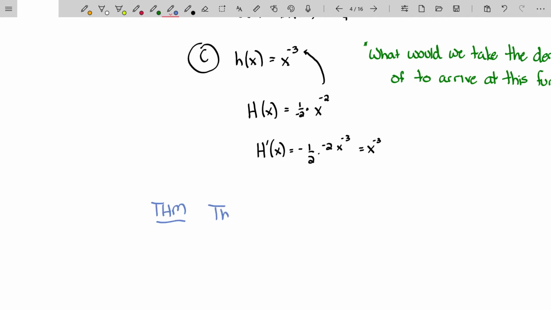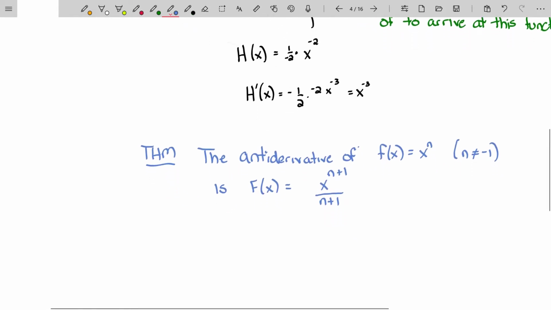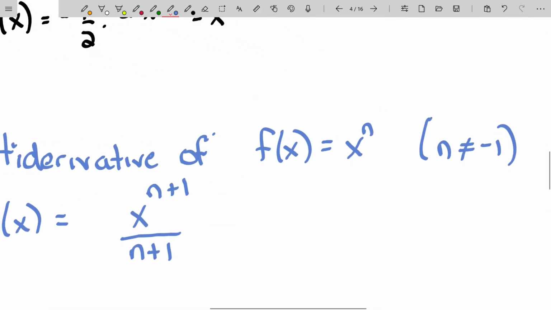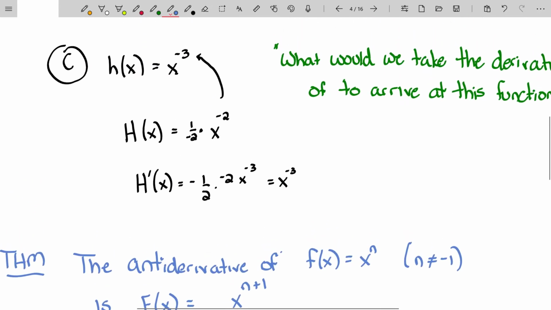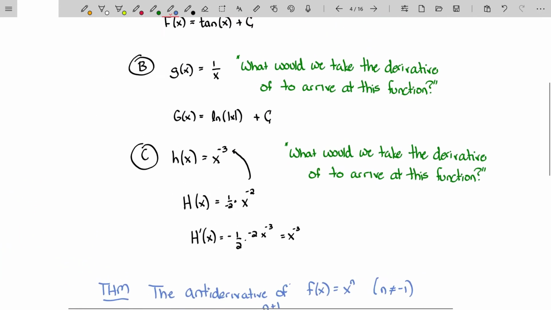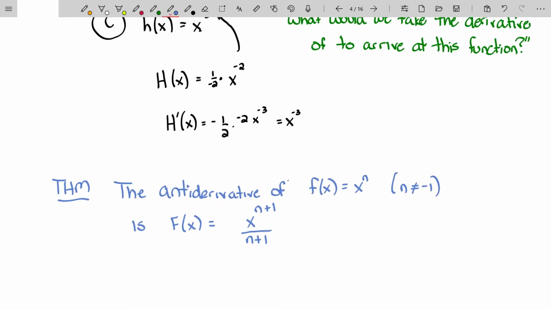The antiderivative of f of x, which is equal to x to the nth power, where n is not equal to negative 1, because we know that if it were equal to negative 1, it would be the previous problem. It'd be that g of x, which is 1 over x. So the antiderivative of little f of x, which is equal to x to the n, where n is not negative 1, is going to be capital F of x, where we added 1 to the power and divided by that new power. That is actually the opposite of differentiation.